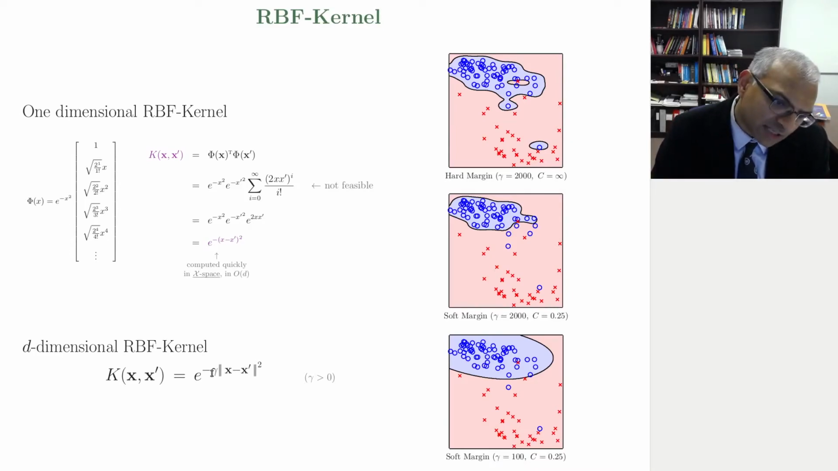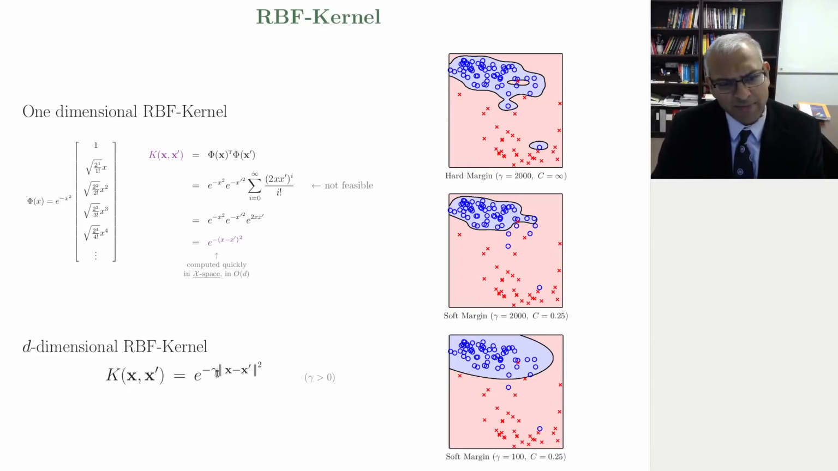Now, gamma is an interesting guy. We previously saw the Gaussian with an R squared in the denominator. So gamma plays the role of the inverse of the scale. Gamma large means that the scale is very small. Gamma small means that the scale is very large.